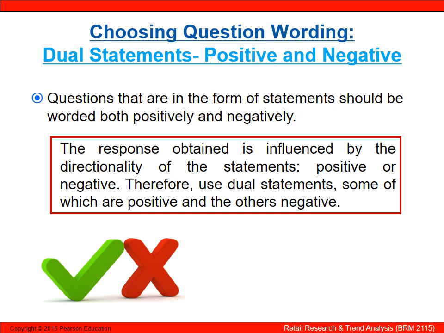Dual statements, positive and negative. Many questions, particularly those measuring attitudes and lifestyles, are worded as statements to which respondents indicate their degree of agreement or disagreement. Evidence indicates that the response obtained is influenced by the direction of the statements, whether they are stated positively or negatively. In these cases, it is better to use dual statements, some of which are positive and the other negative. Two different questionnaires could be prepared. One questionnaire could contain half negative and half positive statements in an interspersed way. The direction of these statements would be reversed in the second questionnaire.